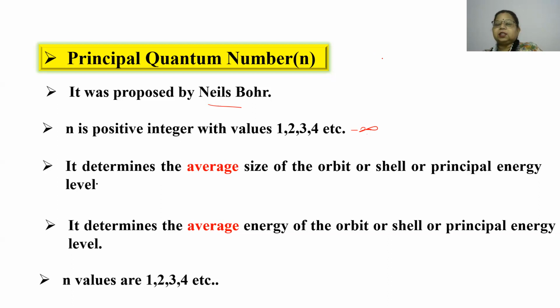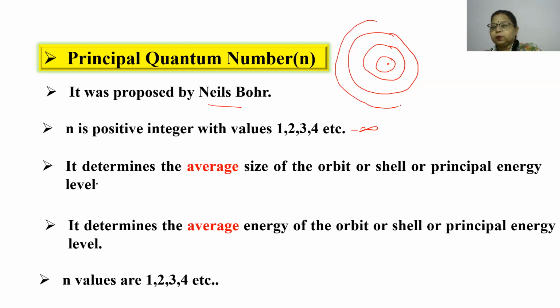Why? See, when you say n is equal to 4, we are talking at a certain distance between the nucleus and electron. N is equal to 4 means the distance between the nucleus and electron will be this much.